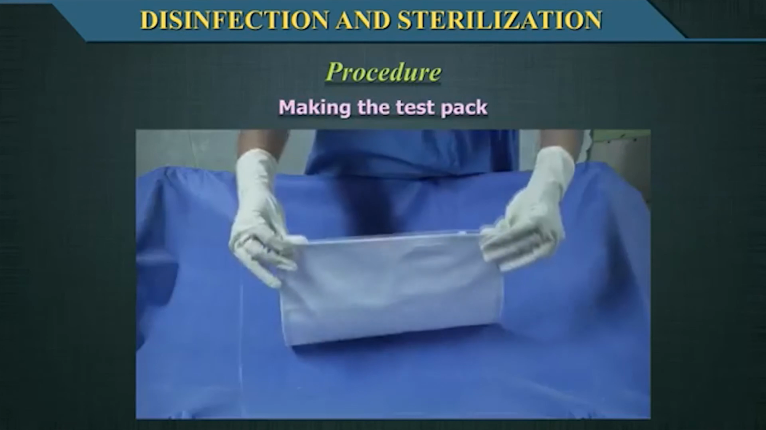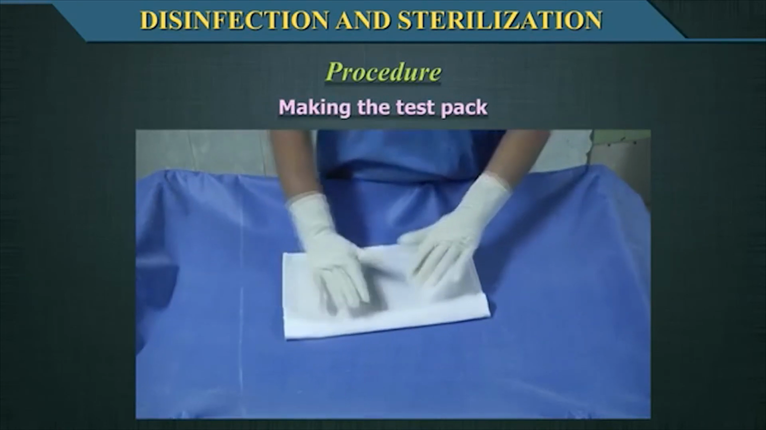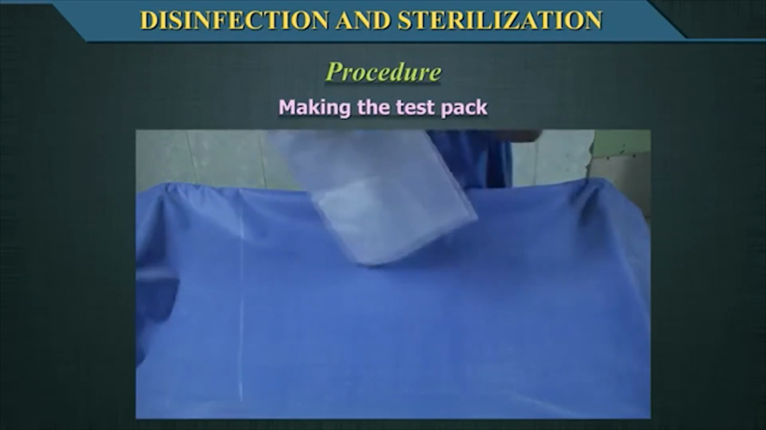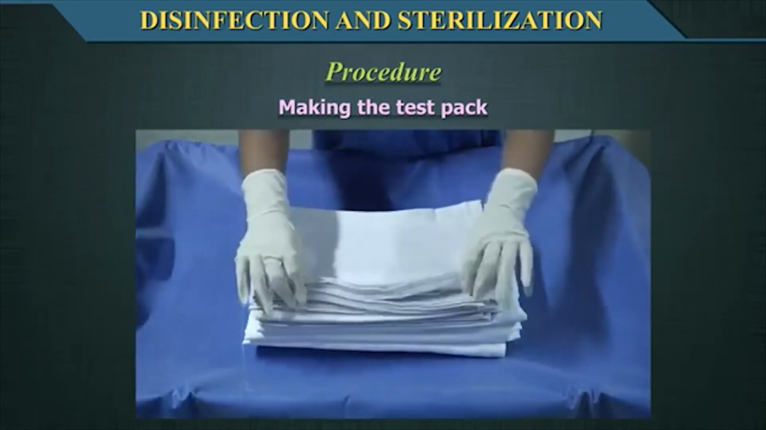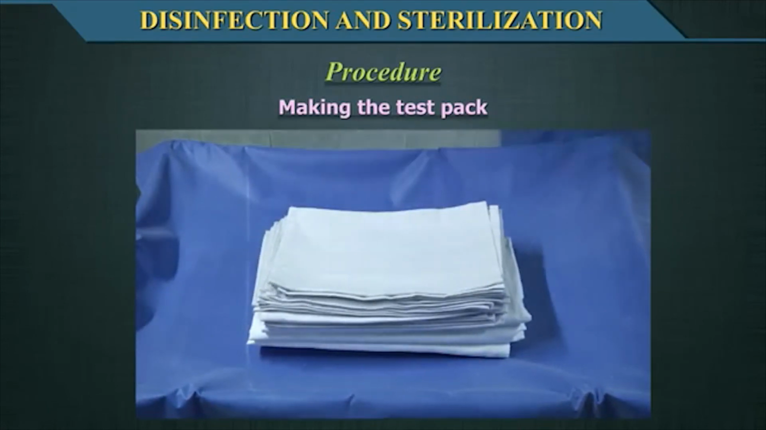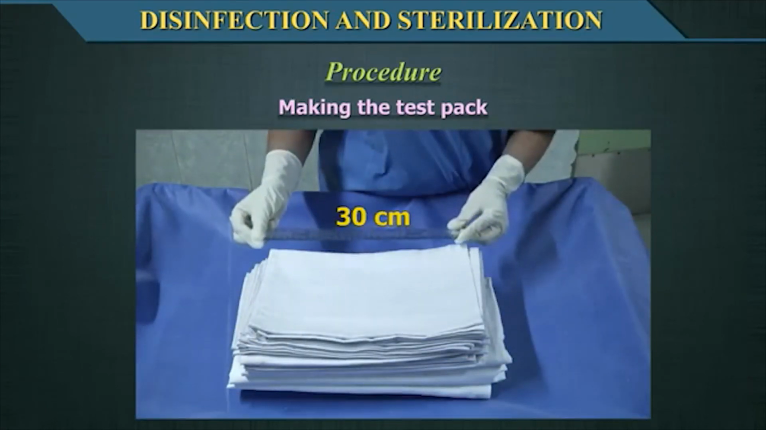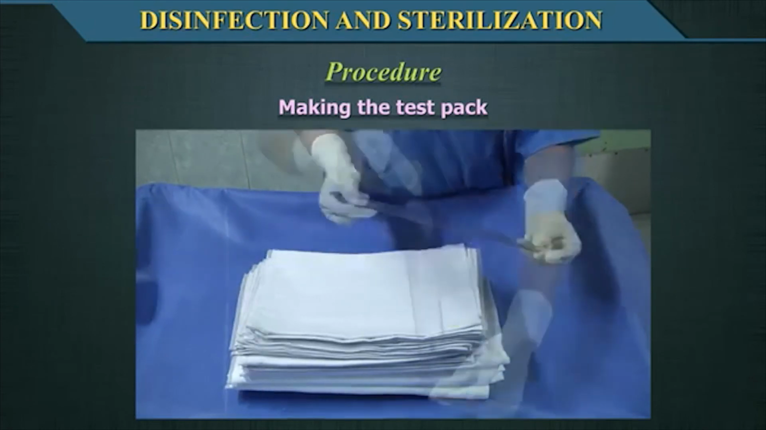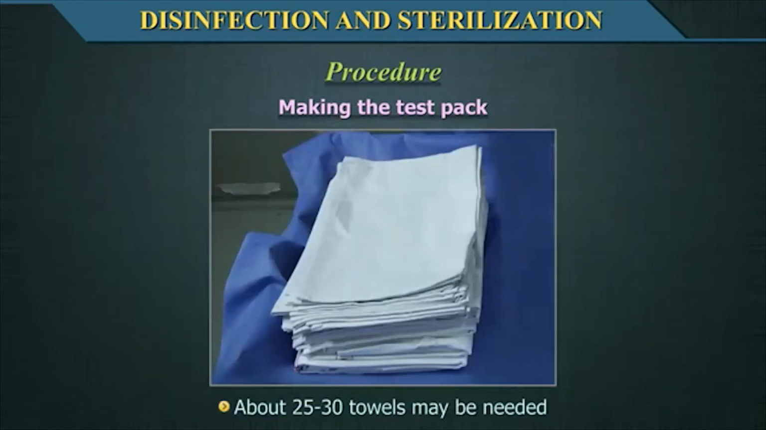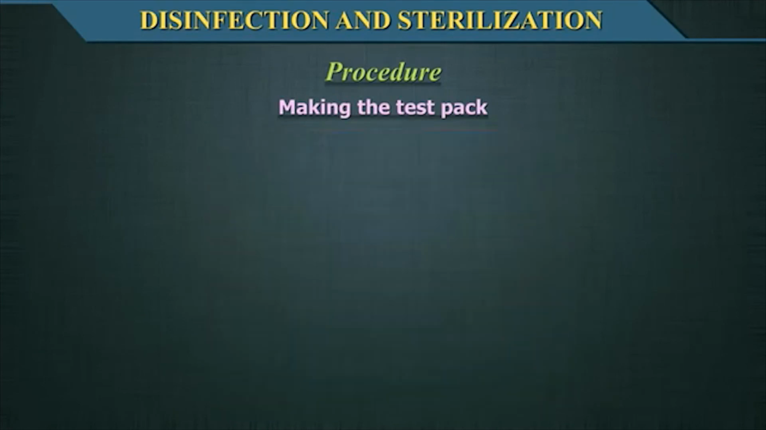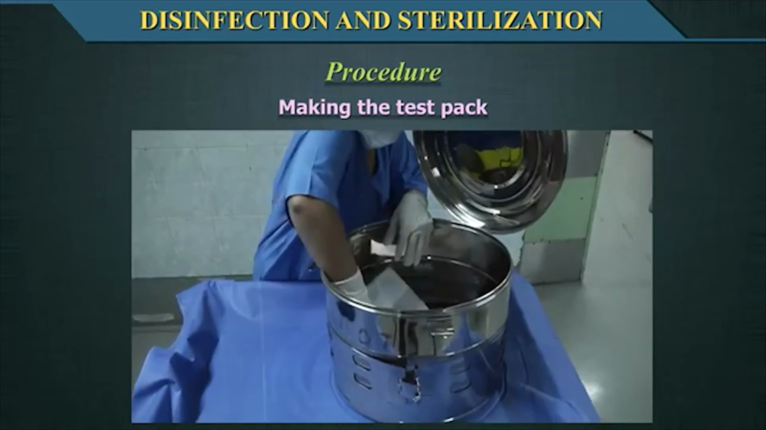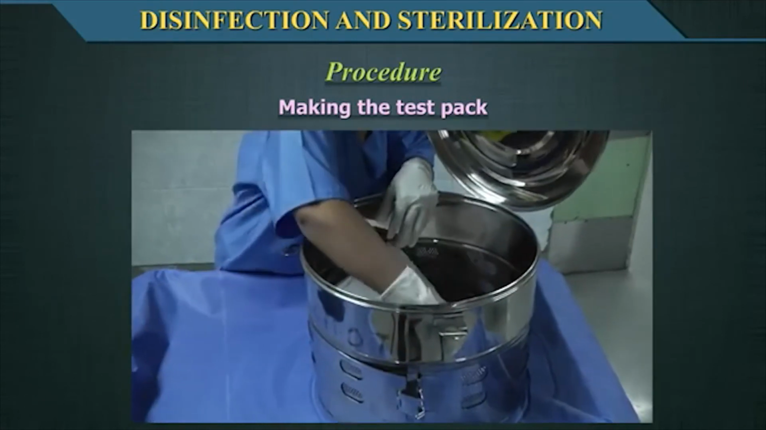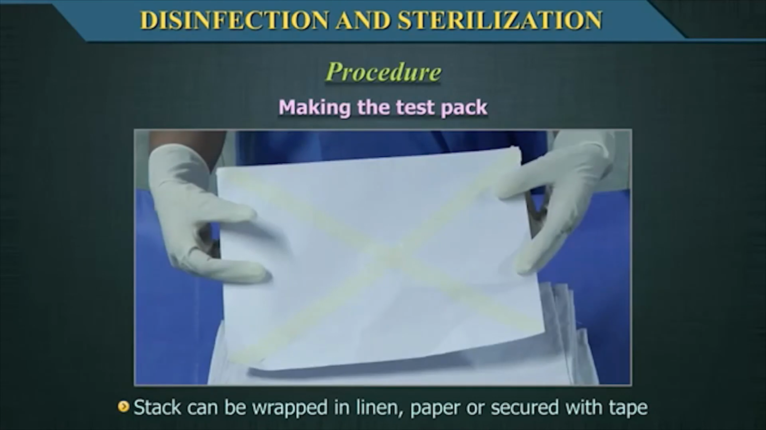Procedure. Making the test pack. Each towel should be folded in half 3 times to provide 8 thicknesses and placed one on top of the other to form a stack of 30 cm by 22 cm by 27 cm. About 25 to 30 towels may be needed. The stack may be placed in a dressing casket or a box made of cardboard or metal which is not airtight. The stack can be wrapped in linen, paper or secured with tape.